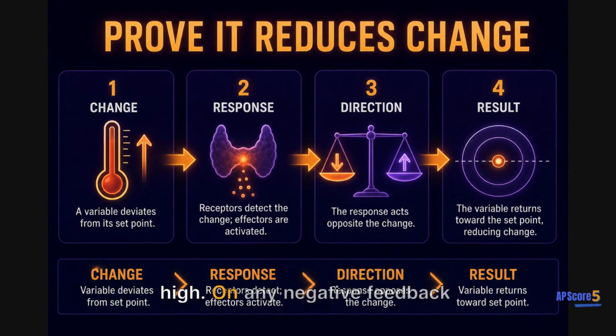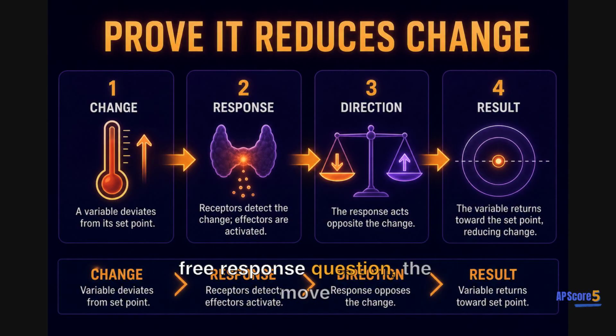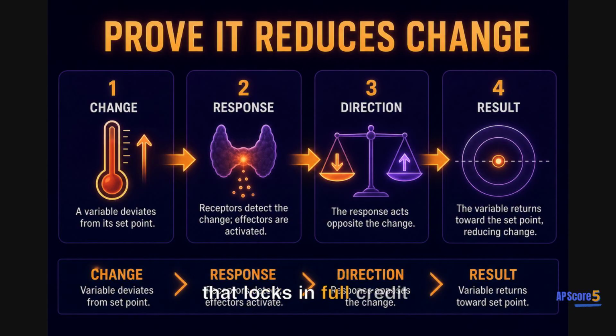On any negative feedback free-response question, the move that locks in full credit is a 4-part structure that you should rehearse before the exam. Identify the stimulus that moved the variable away from normal. Name the response that the body produces. Explain how that response reduces the original change. Predict what happens as the variable moves back toward the set point. Hit all 4 pieces, and you walk out with the entire rubric.